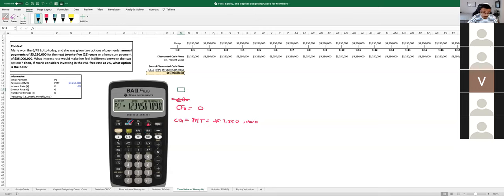Once you've pressed Enter, you are going to do arrow down again, and you're going to see F01. Does everybody see F01? Click yes in the chat. F01 stands for frequency of the first set of cash flows. Because we know that $3.25 million will be received at a constant rate for 25 years, all you need to say here for frequency is 25. Frequency is 25, right?